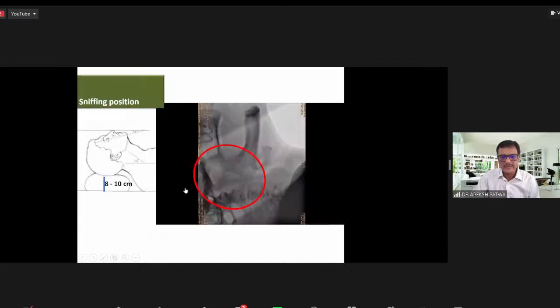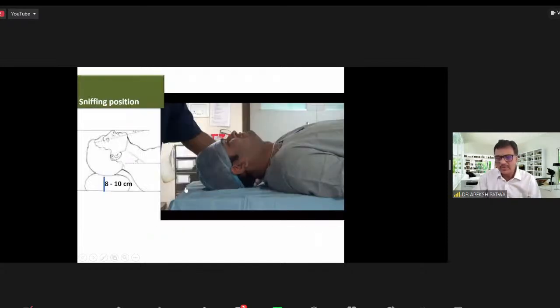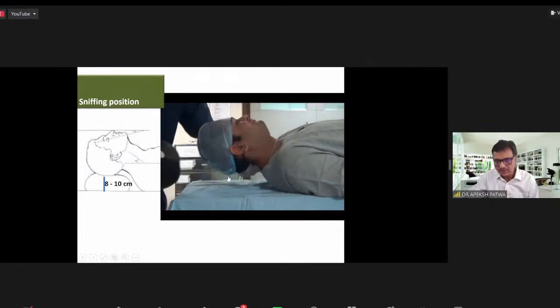And how to give the sniffing position? Look at this video. This is flexion of the C-spine.